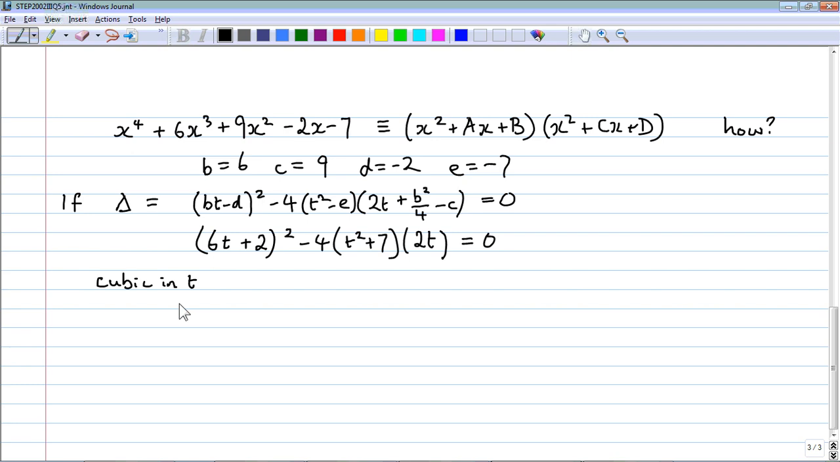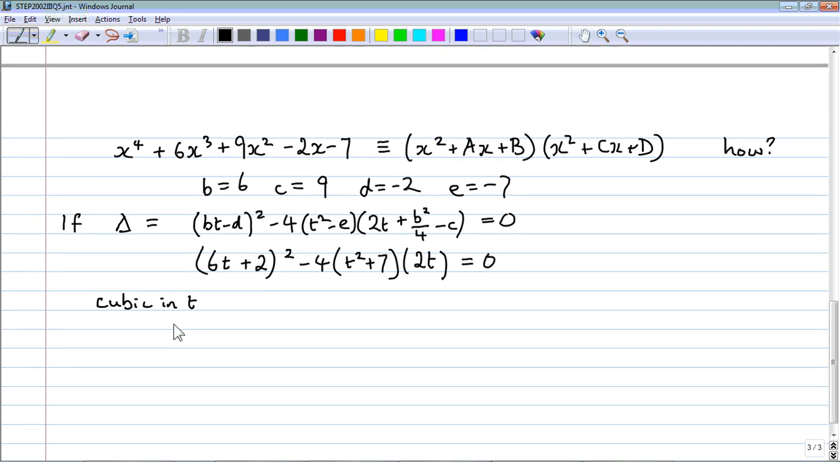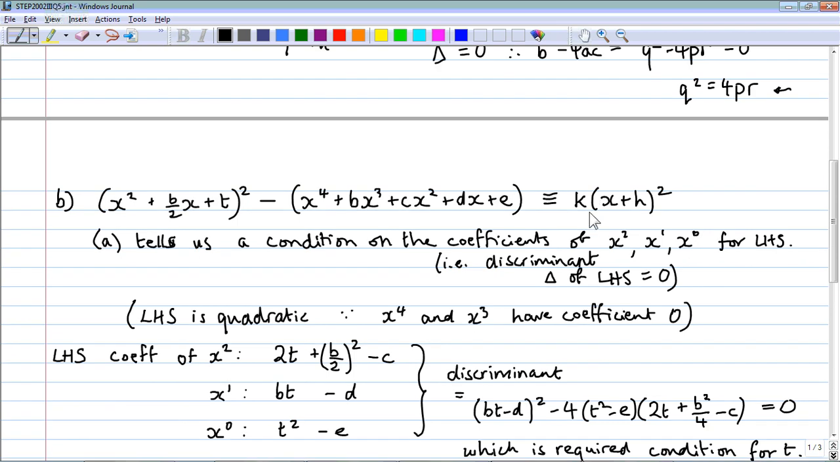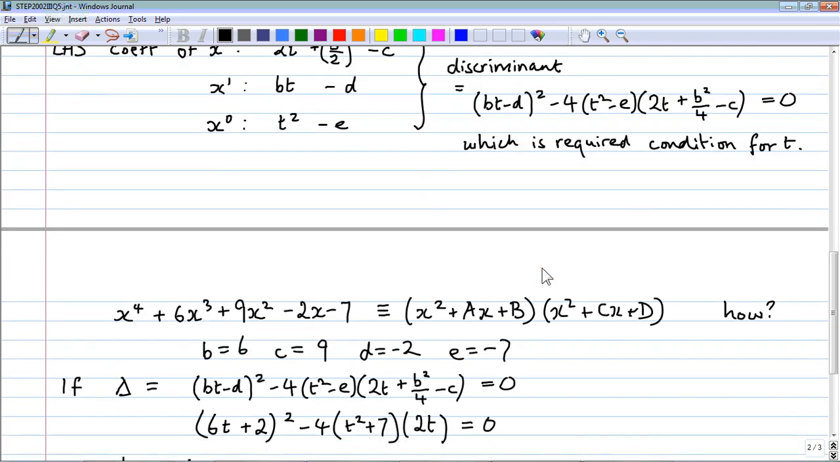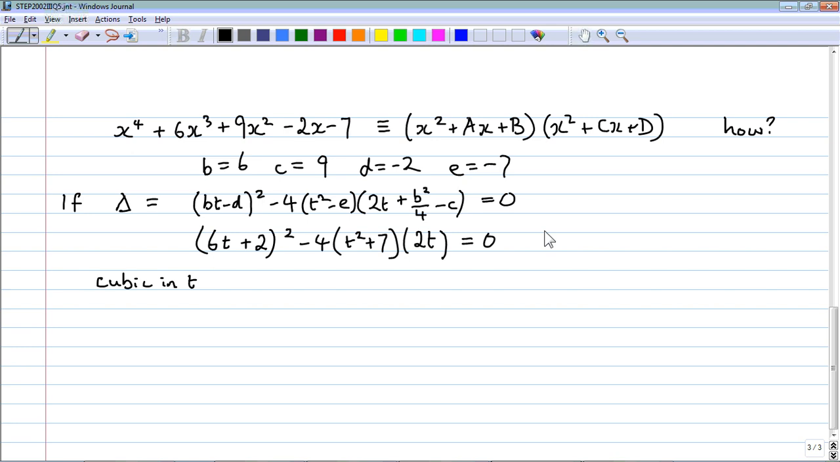So if I can find a particular value of t for which this discriminant is 0, then it must be true that I get a perfect square on the right hand side of this equation up here. So if the delta on the left hand side is 0, then this will be possible, and there will be a certain value of k and h which makes it true. So I simply try and solve this. Now you know a certain method to solve cubic equations. Let's see if it works.